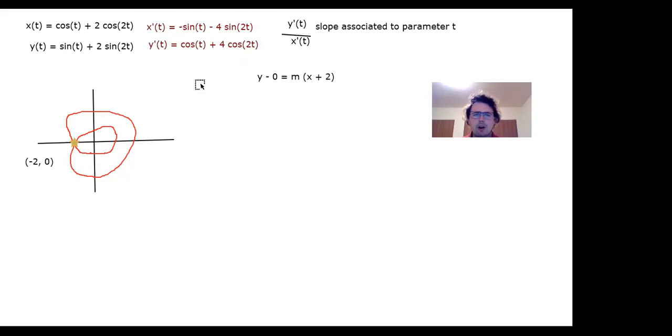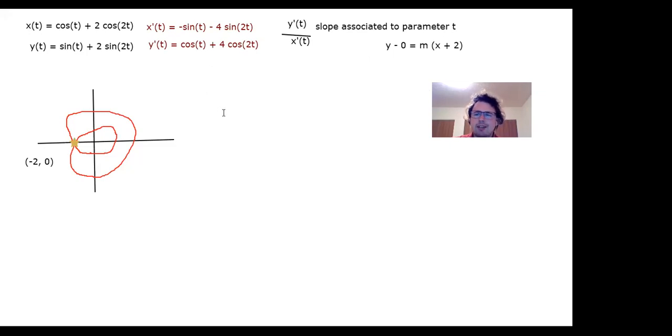Well, if I know what number t lands me on this point, well, which two numbers t land me on that point? I've got two different slopes that I'm looking for after all, then I'll have enough information to finish this problem. Although I might still have to do some work to find what number that is.